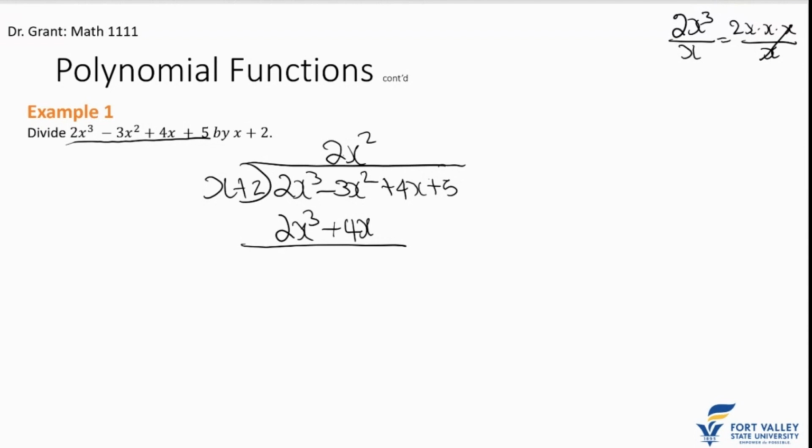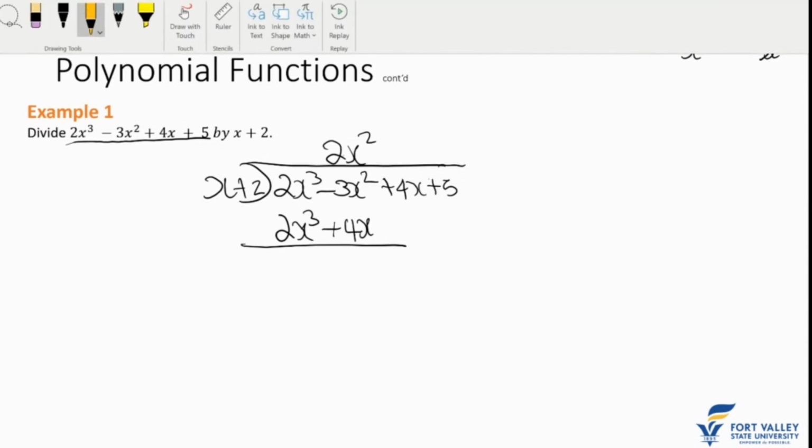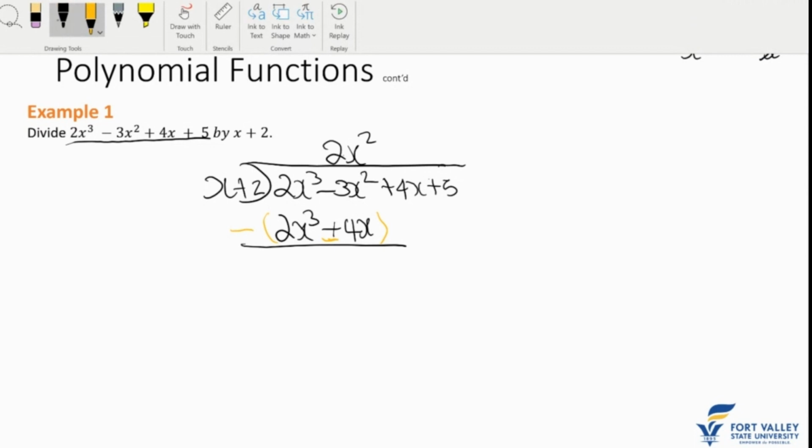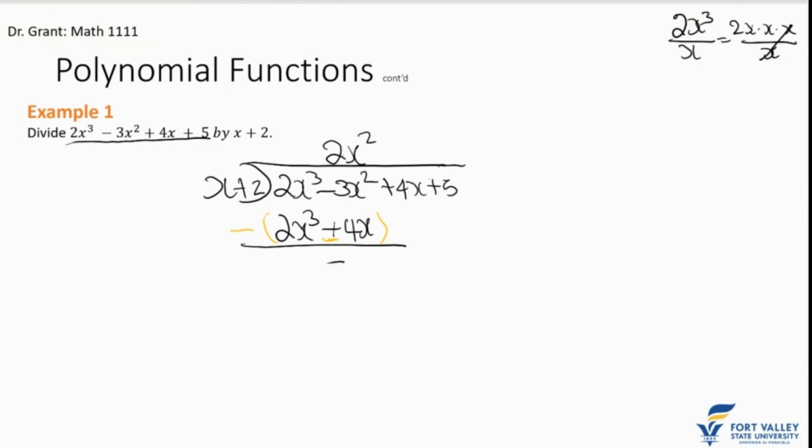4x squared. And like we did before with long division, we're going to subtract. But with subtraction, it changes the sign of the second term. So if you look at it, negative times a positive becomes a negative. So then this becomes negative 3x squared minus 4x squared. So this is going to give us negative 7x squared. And then we bring down 4x.